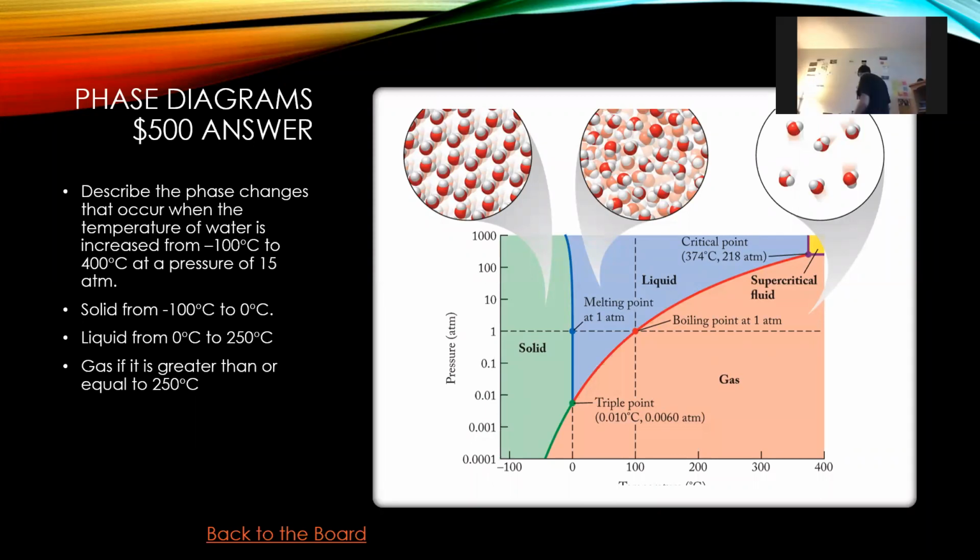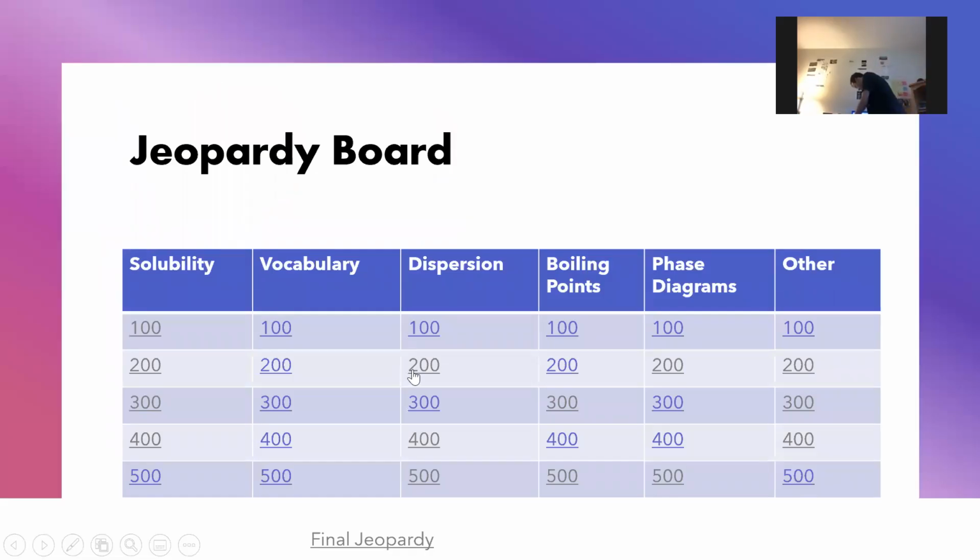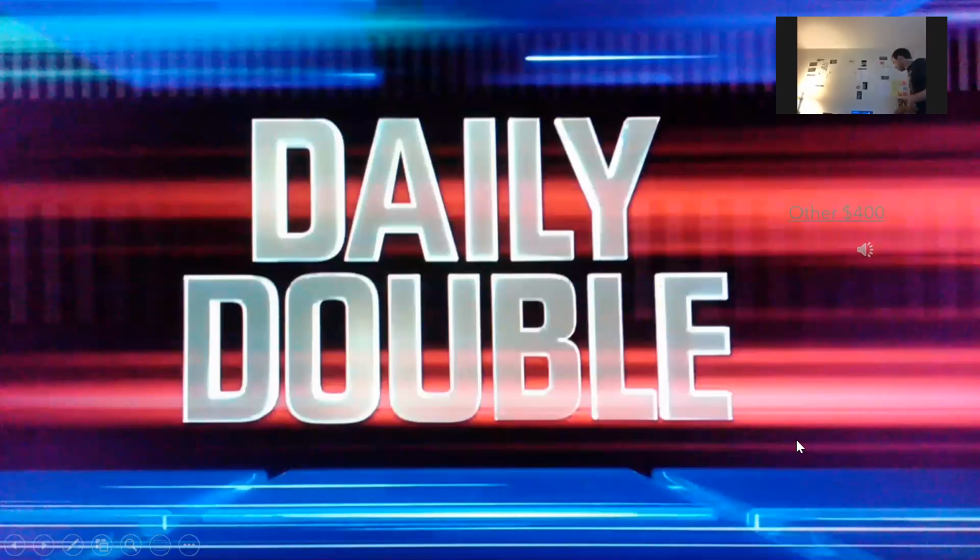Okay, here we go. Brookdale Bear, you have control of the board. Other for 400. Daily double. You could wager up to 800. You could wager 1,000 because you're under 800. So how much would you like to wager? 1,000. Okay, here's the big wager.